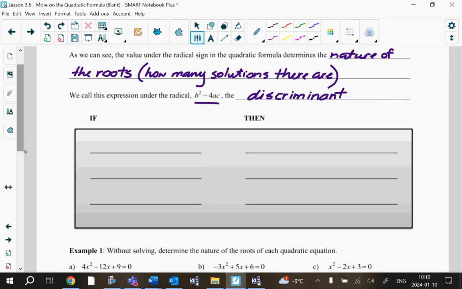If you calculate that b squared minus 4ac, and it works out to less than zero, in other words, negative, how many solutions are there? If it works out to a negative, zero. No solutions, zero solutions. Actually, I'll put zero solutions. If you calculate that b squared minus 4ac and it works out to exactly zero, there's one.